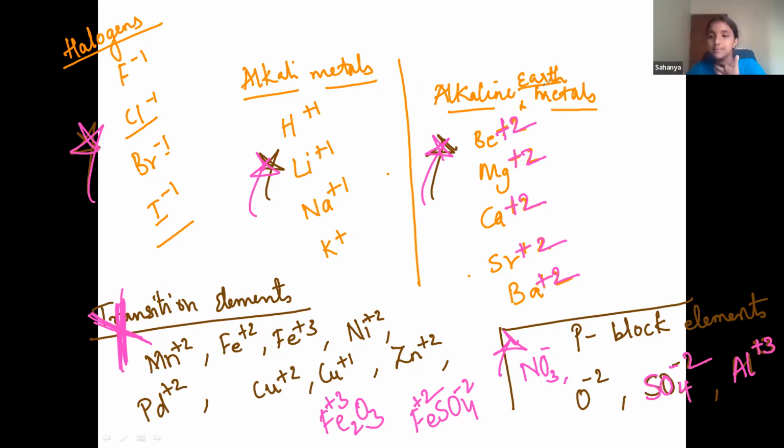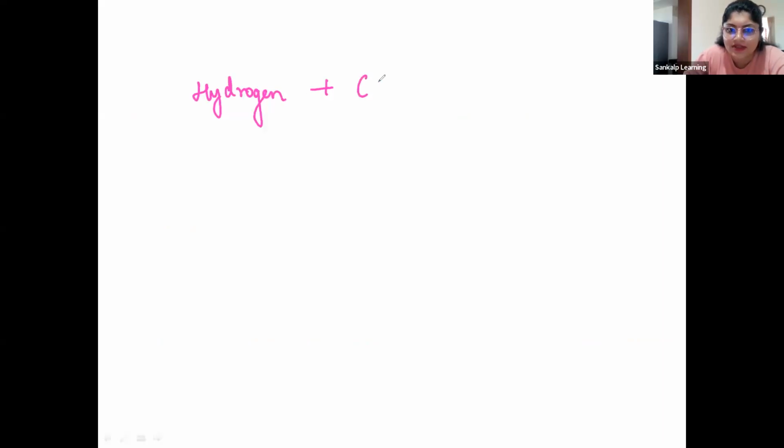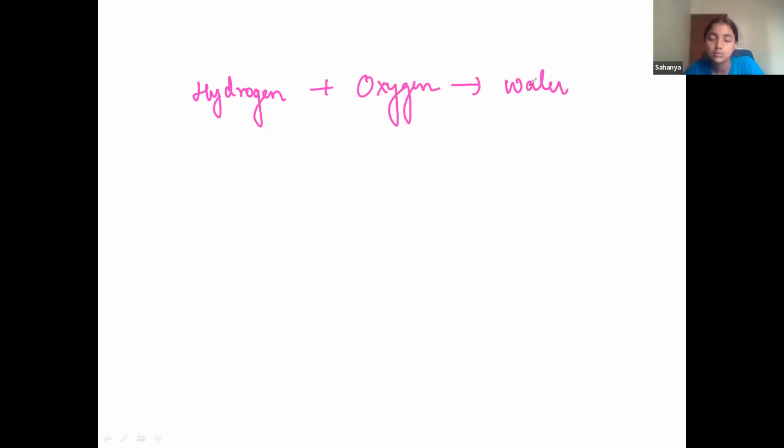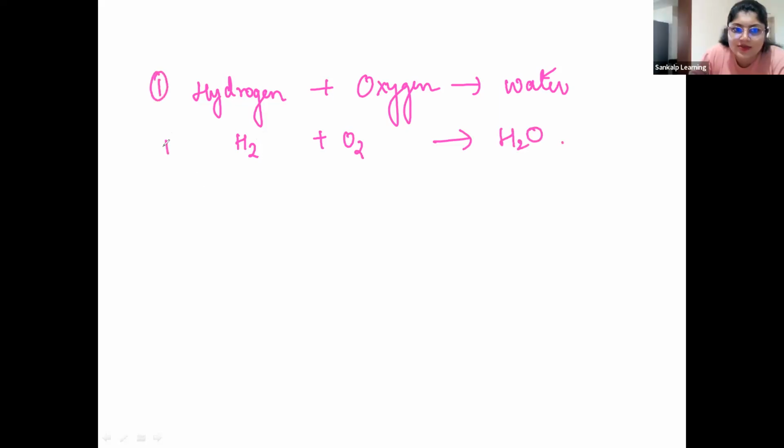Done? Okay. So now you tell me the formation of water. Hydrogen plus oxygen gives you water. Hydrogen is H2, oxygen is O2, giving you H2O. Now this was the first step, this was the second step, and the third step is balancing.